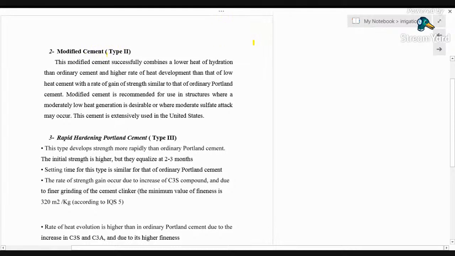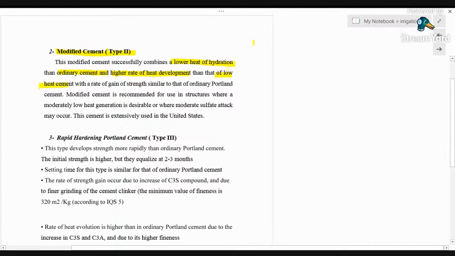So modified cement comes under the type 2 category. It is a combination. The modified cement has a lower heat of hydration as compared to the ordinary Portland cement, and a higher heat of hydration compared to the low heat cement.